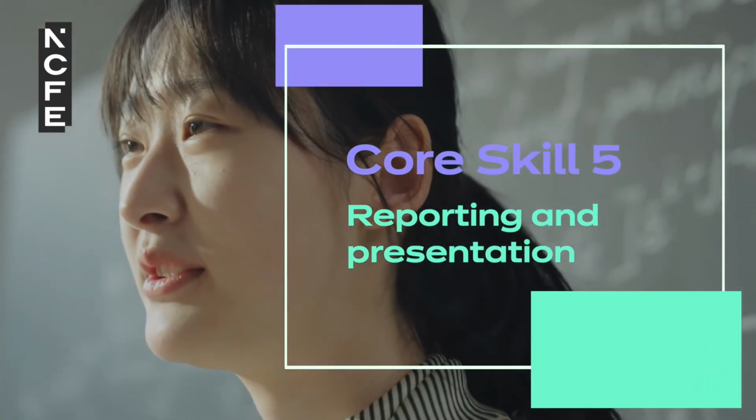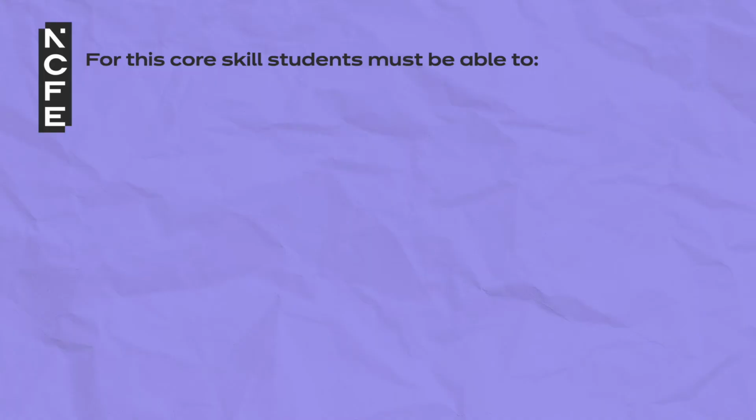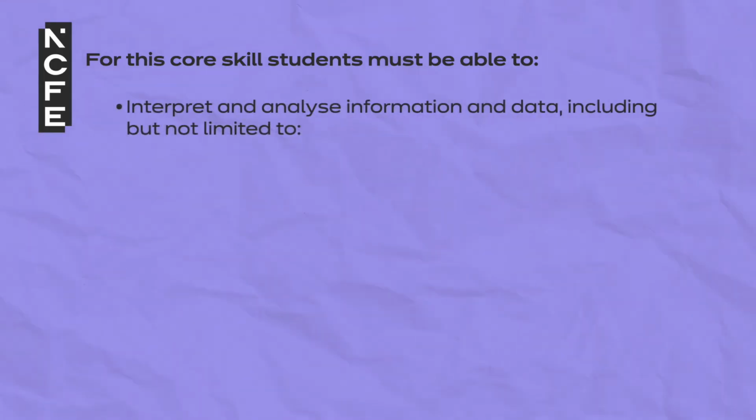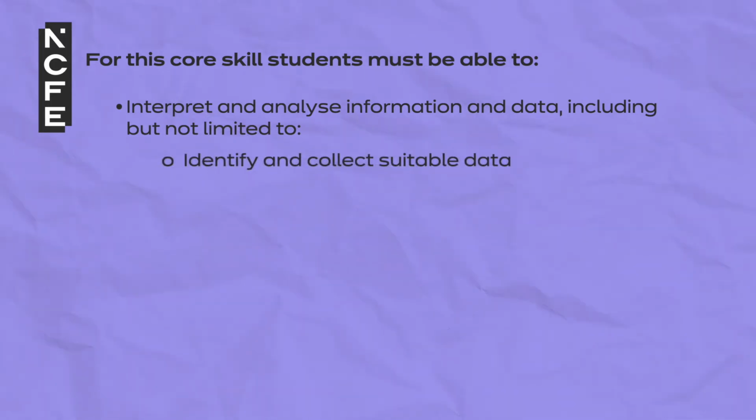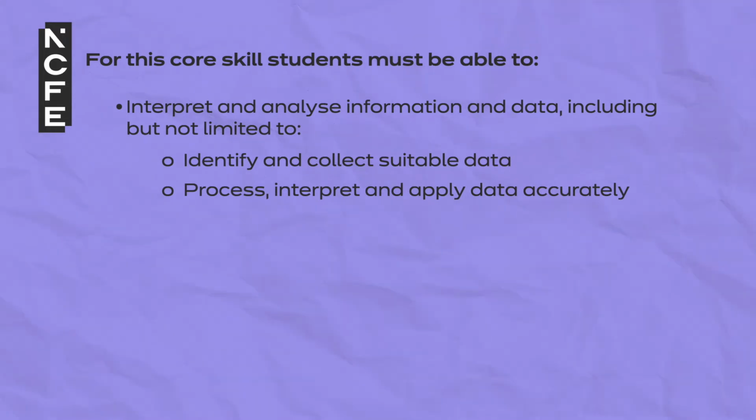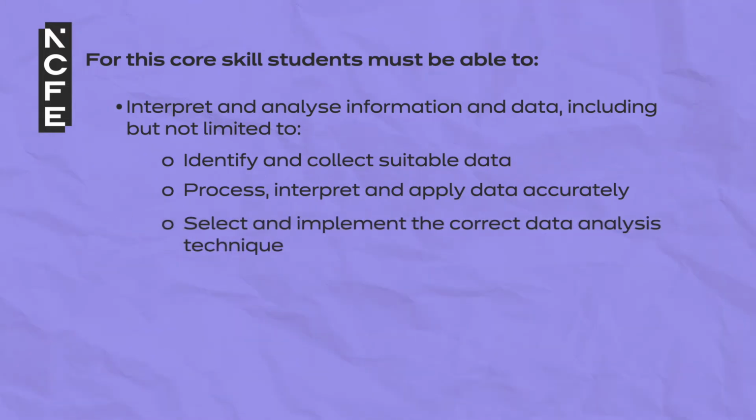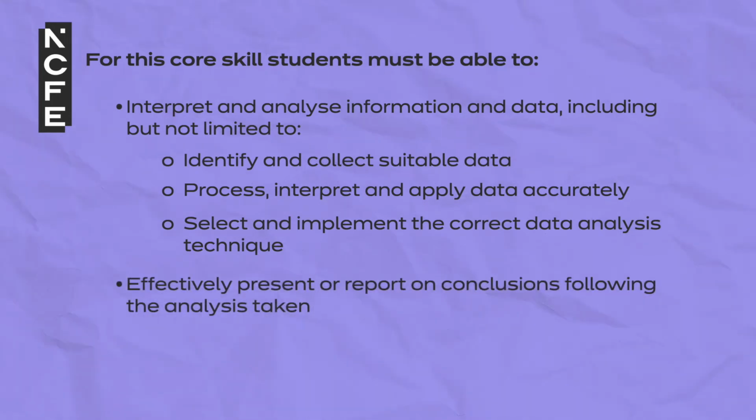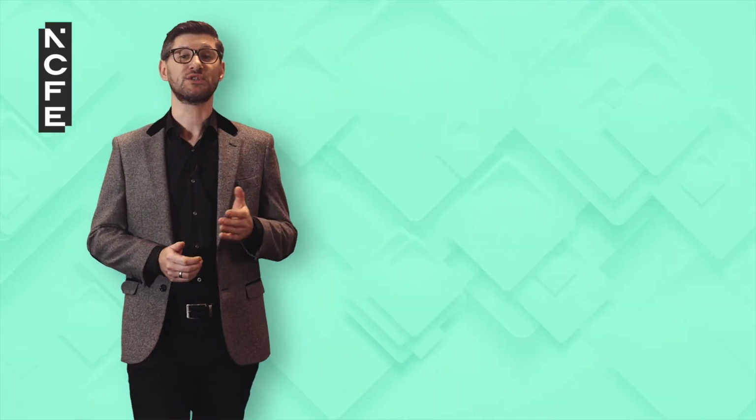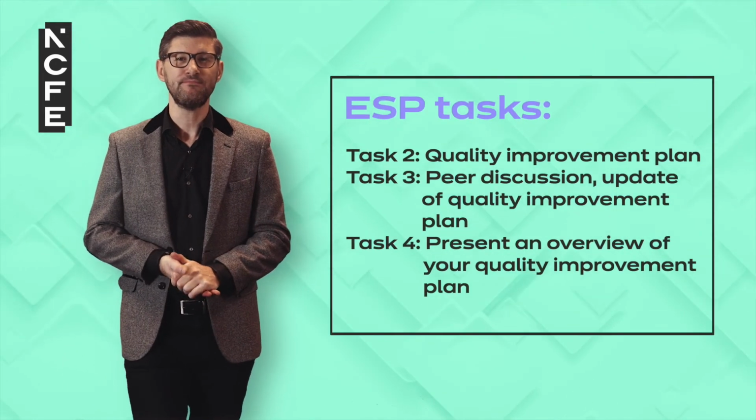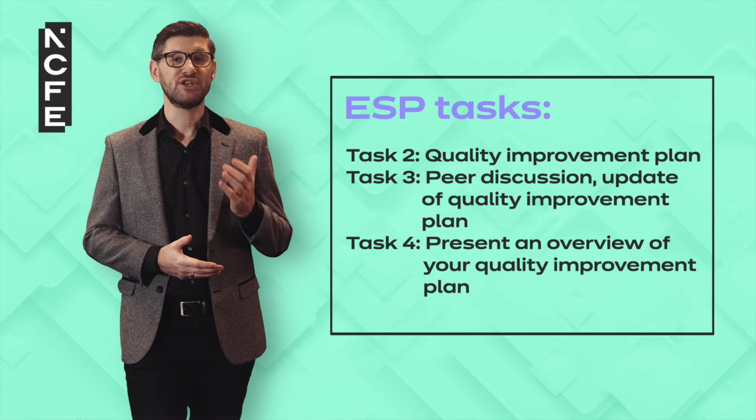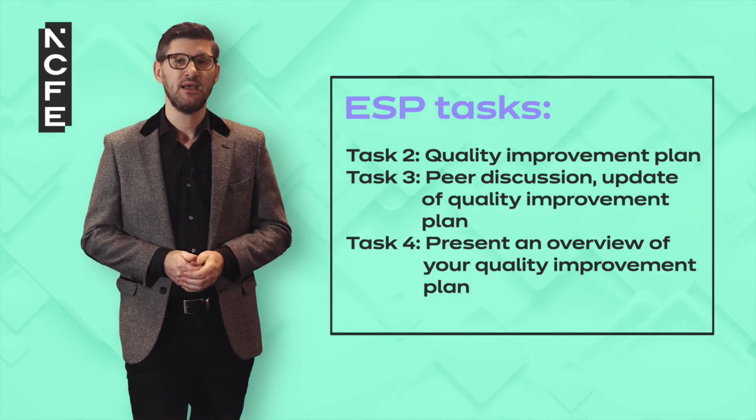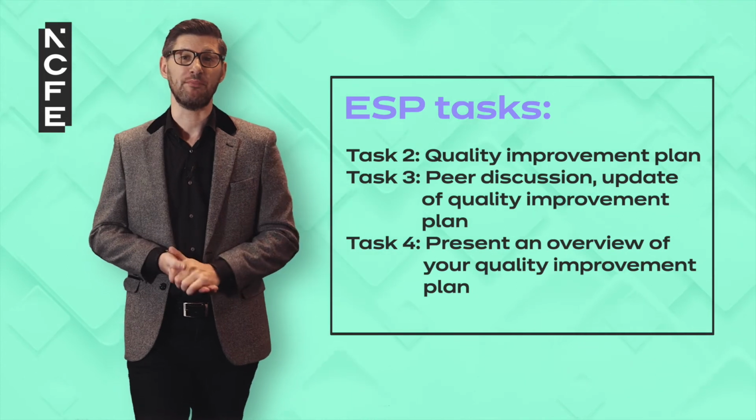Core Skill 5, Reporting and Presentation. Students must be able to interpret and analyze information and data, including but not limited to identify and collect suitable data, process, interpret and apply data accurately, select and implement the correct data analysis technique, effectively present or report on conclusions following the analysis taken. Examples of employer set project tasks where this core skill is assessed are quality improvement plan. Peer discussion, update a quality improvement plan. Present an overview of your quality improvement plan.